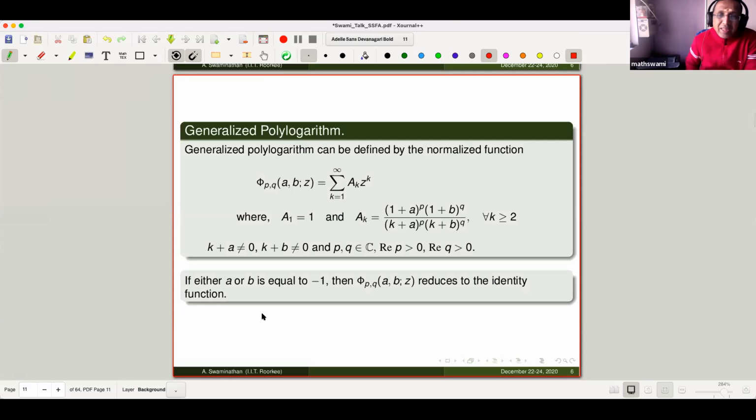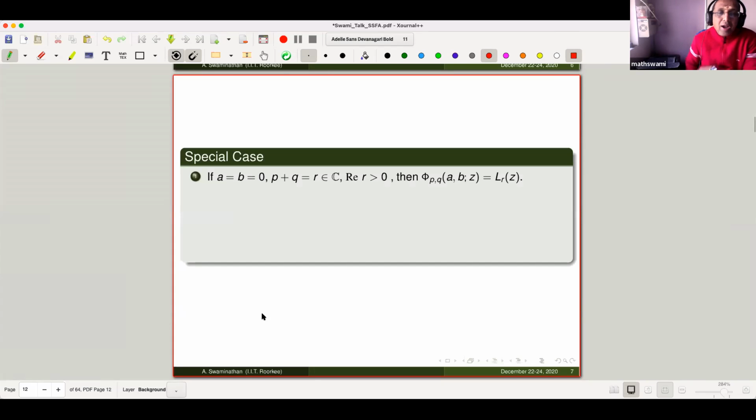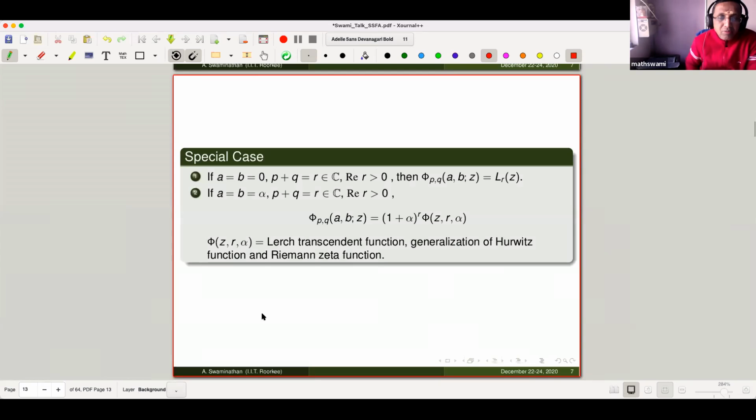Of course, if either a or b is equal to 1, then it basically reduces to the identity function. And in particular, if a and b are 0, then we take p plus q as r, which is basically the polylogarithm, the one which has been defined before. So instead of 0, if we take them as some particular value alpha, then it is basically called the Lerch transcendental function, which is a generalization of Hurwitz's function and the Riemann zeta function. So these are some special cases.